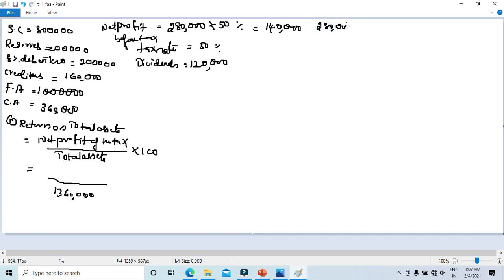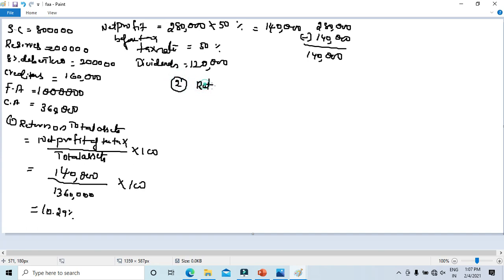So the formula is net profit after tax divided by capital employed into 100. So here 1,40,000 divided by what we got, 12 lakhs, into 100. So it will come to how much? 11.9%.